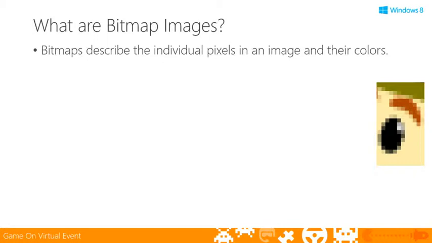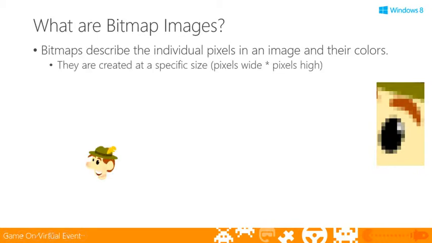And with a bitmap image, every pixel in the image, every dot is described with a specific color and possibly with an opacity or an alpha, meaning how much can you see through that pixel. And so as you create a bitmap image, you create it at a specific size. You tell it, how many pixels wide and how many pixels high is that image going to be? And, again, what's the color for each one of those pixels?